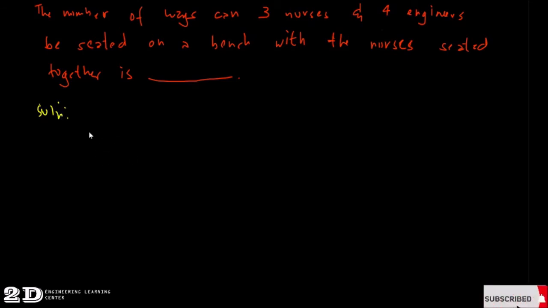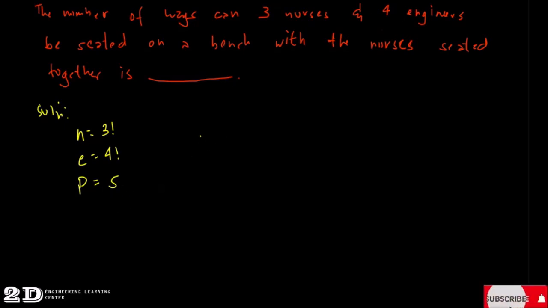Okay, so the number of ways that the nurses will be arranged is 3 factorial. This is for the nurses. For the engineers, this will be 4 factorial. So that is how we could arrange it. Now, if the nurses are seated together, therefore, the nurses will act as one entity. So therefore, we will have 5 patterns because the nurses will act as one, then we could have the engineers arranged in a certain way. So our pattern here is equal to 5. So 1 for the nurses and 4 for the engineers.